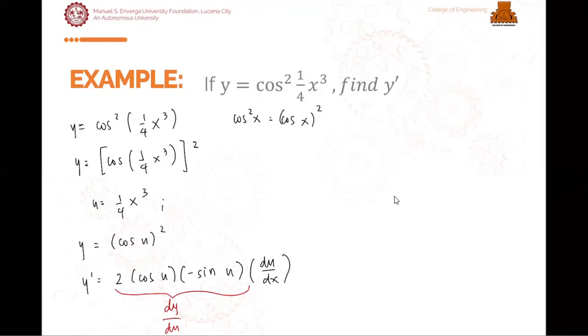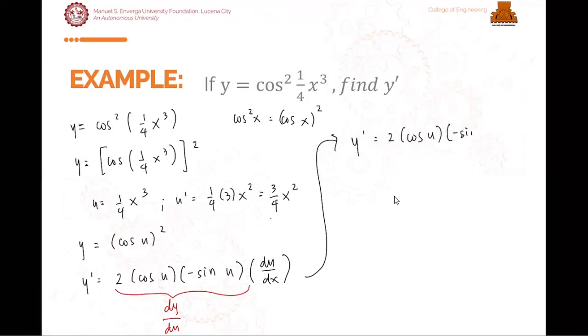So, dito, balikan natin dito. So, ang du over dx natin dito, o yung u prime natin, will be 1/4 times 3 x squared. Okay, so, simplify. So, 3/4 x squared. So, ito yung value sa substitute natin dito sa given na to, no? So, itong value nito, ito yung du over dx natin. Okay? So, simplify natin. Y prime is equals to 2 cosine u. Then, negative sine u. Du over dx is 3/4 x squared. Okay? Then, simplify.